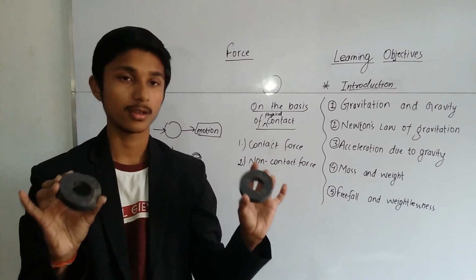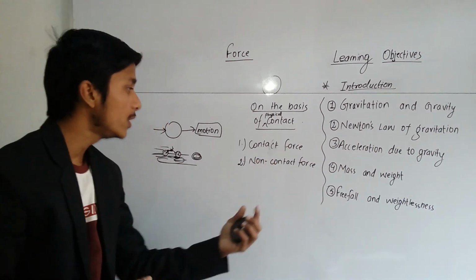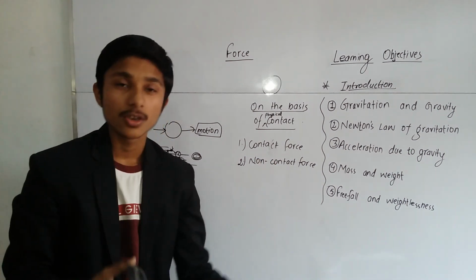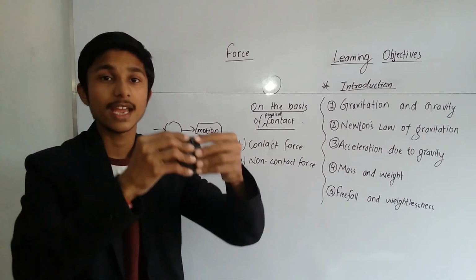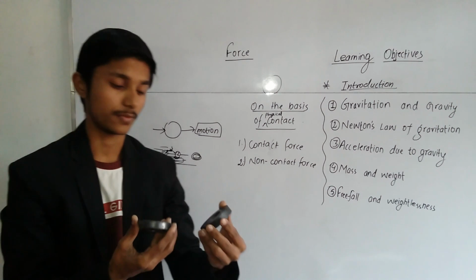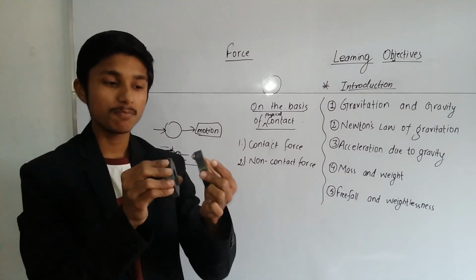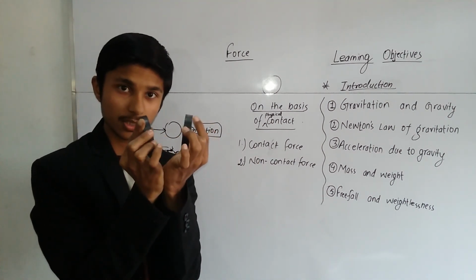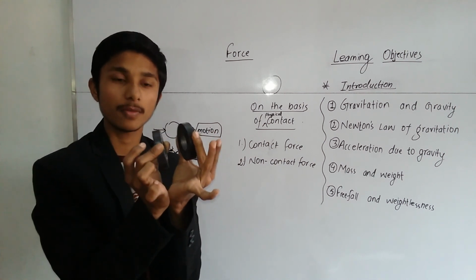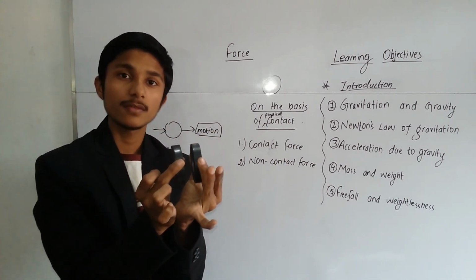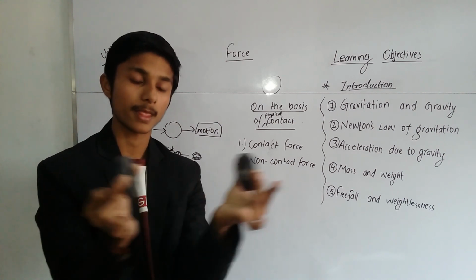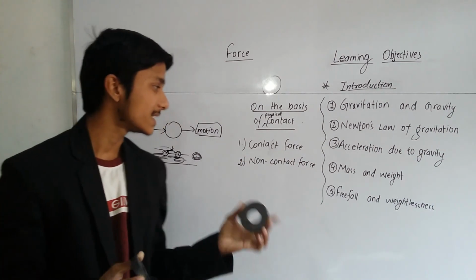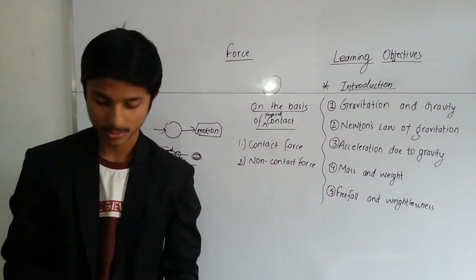Here are two magnets, and we show non-contact force here. Force exists between them. This is attractive force, and this one is repulsive force. Force exists between them. If you perform these activities by yourself, then you will understand that force exists between them. This is non-contact force.